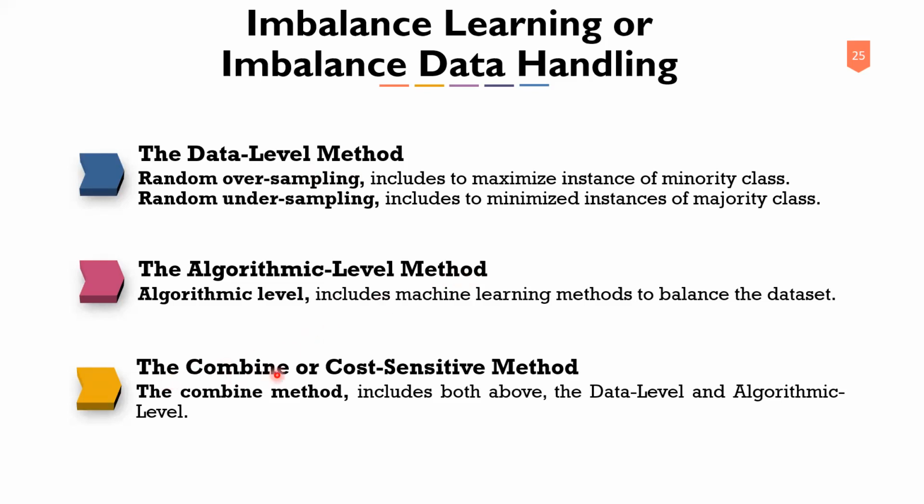And the third is the combined or cost sensitive method, which is a combination of both of these, the data level and algorithmic level. If we talk about a combination of both, then that method would be considered a combined or cost sensitive method. It depends on the requirement, what your problem nature is, what your problem requirement is, or the organization where you are working. It depends on the nature of the problem, what to do.